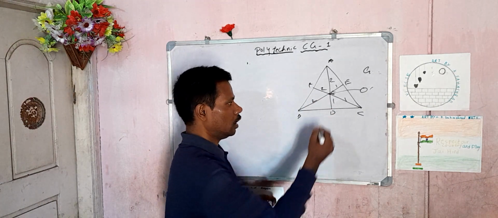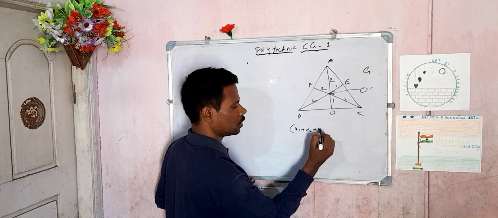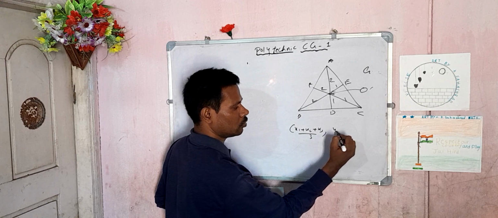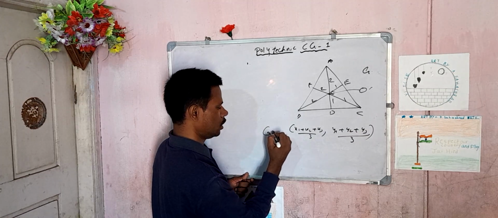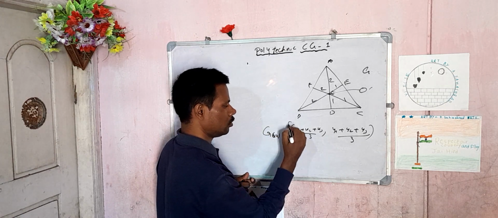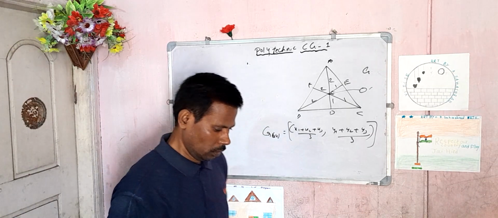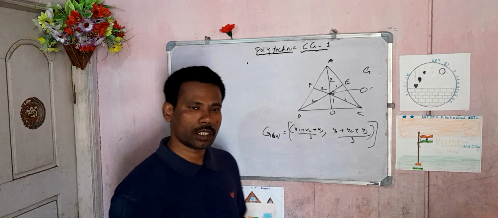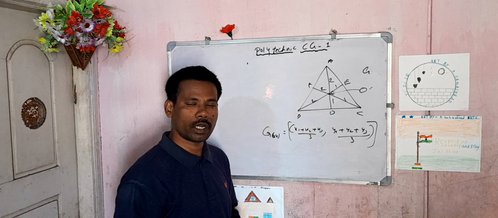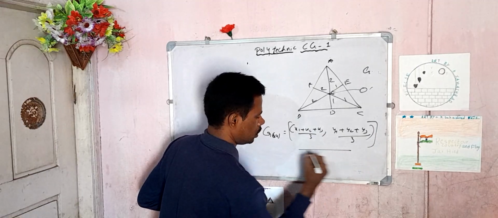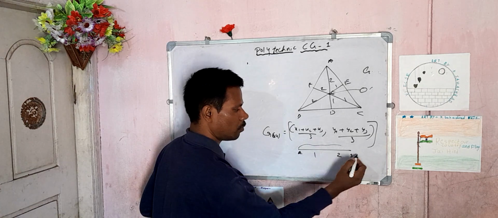Next, the centroid coordinates are x1 plus x2 plus x3 by 3, y1 plus y2 plus y3 by 3. This proof I am not going to do. Just remember this formula. This is nothing but centroid G, with coordinates Gx comma Gy equal to this one. This is the formula you need to remember. Next, the internal and external division formulas we have already discussed. Next, trisection means dividing the line segment in the ratio 1:2, because total parts are 3.